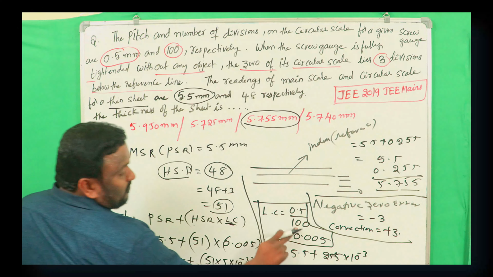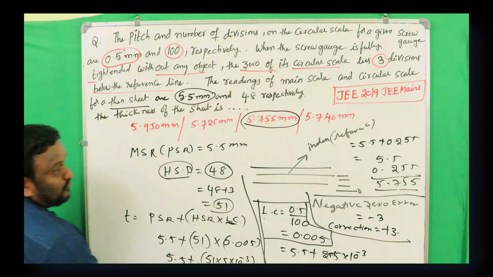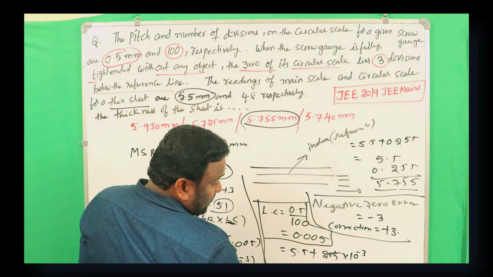So what is the LC value? 0.005. Therefore T is equal to 5.5 plus 51 into 0.005. How can we write it? 5 into 10 to the power of -3. Then 51 into 5 is 255 into 10 to the power of -3. So again that is 0.255, because it is 10 to the power of -3. So finally 5.755. So that's why the third option is the right one.